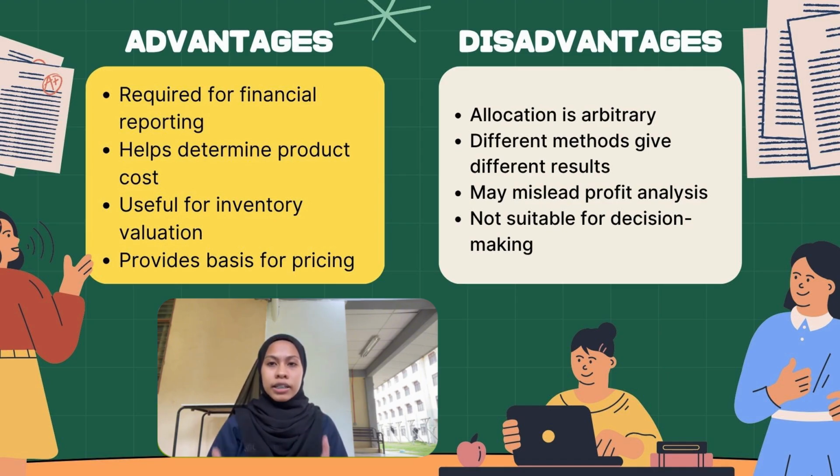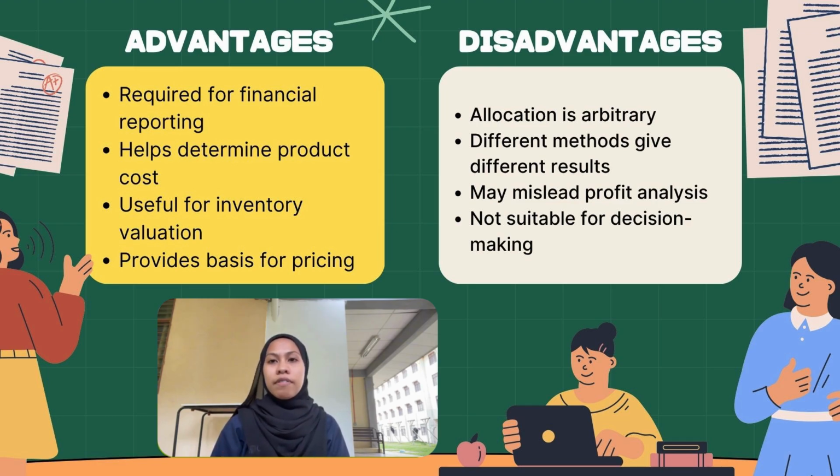However, even with these advantages, there are several important limitations. The first disadvantage is that allocation is arbitrary. This means the cost assignment is not exact. According to Divsky, joint costs cannot be directly traced, so any allocation is based on assumptions.